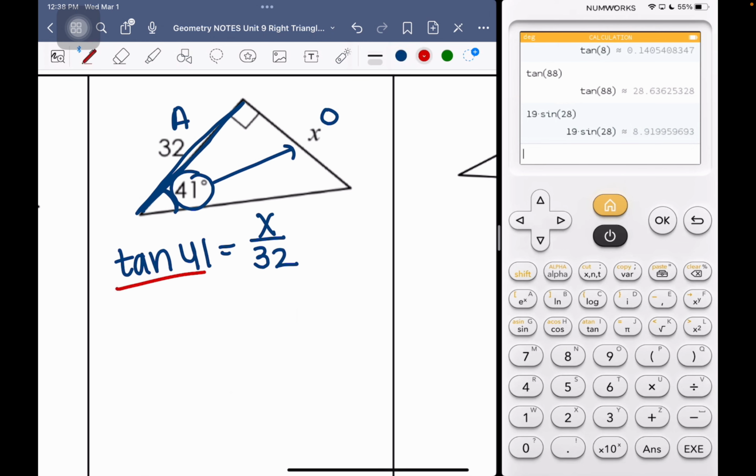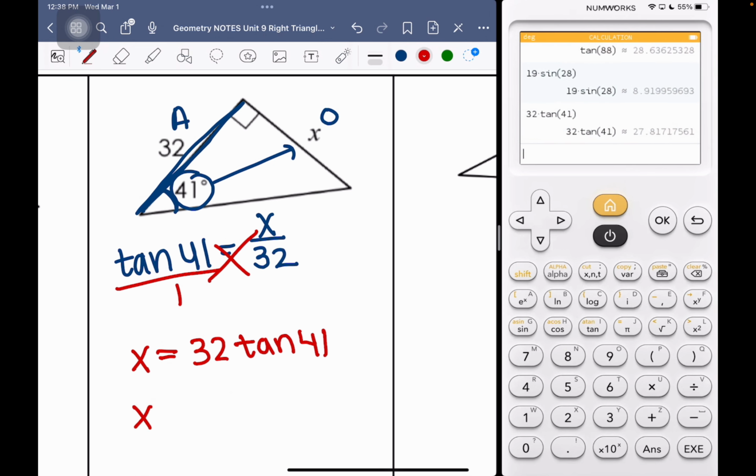Now we're going to solve by cross multiplying. So you get x is equal to 32 tangent of 41. So let's type that in our calculator. 32 tangent of 41. So we get x is equal to 27.8. And does that make sense? If this whole length is 32, this length being 27.8 seems reasonable.